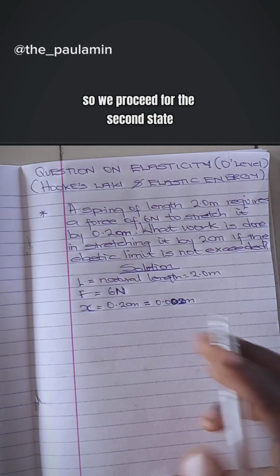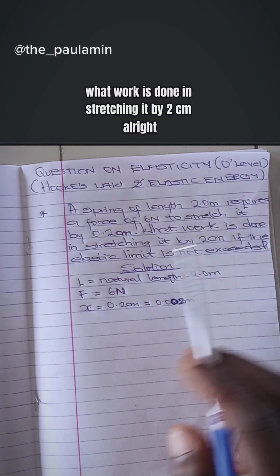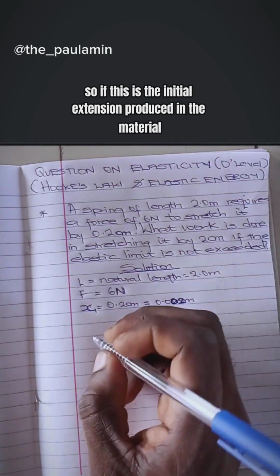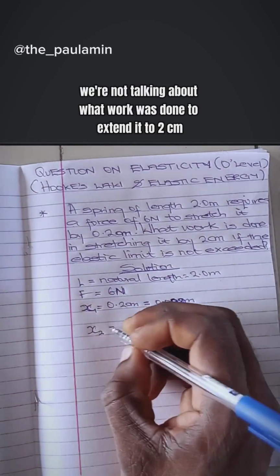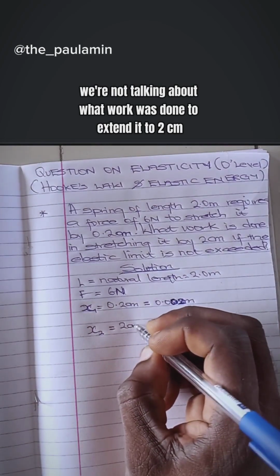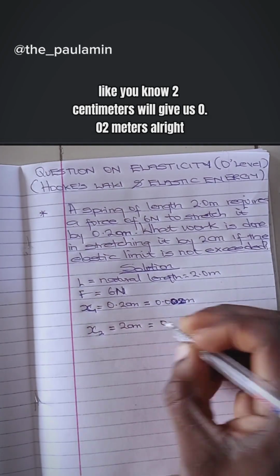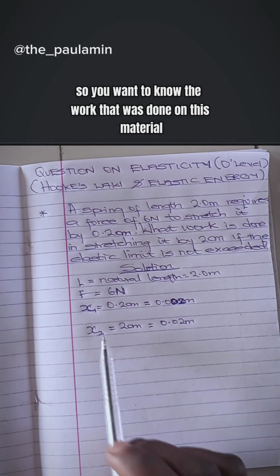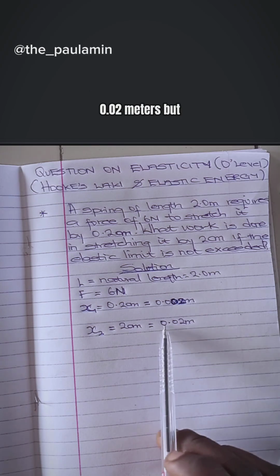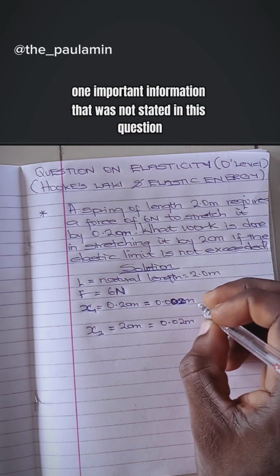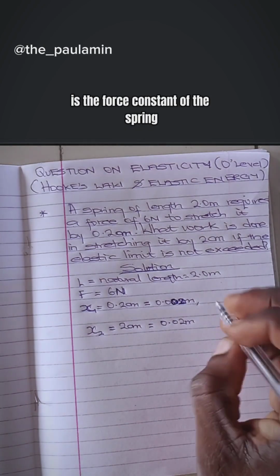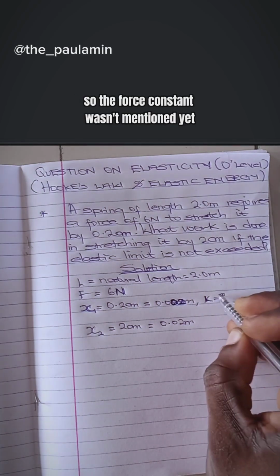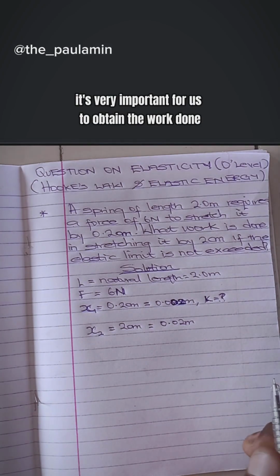So we proceed. For the second state, we're told to find what work is done in stretching it by 2 centimeters. So if this is the initial extension produced in the material, we're not talking about what work was done to extend it to 2 centimeters. Like 2 centimeters will give us 0.02 meters. So we want to know the work that was done on this material to have it stretched by 0.02 meters. But one important piece of information that was not stated in this question is the force constant of the spring. Every spring has a force constant. The force constant wasn't mentioned here, and it's very important for us to obtain the work done.